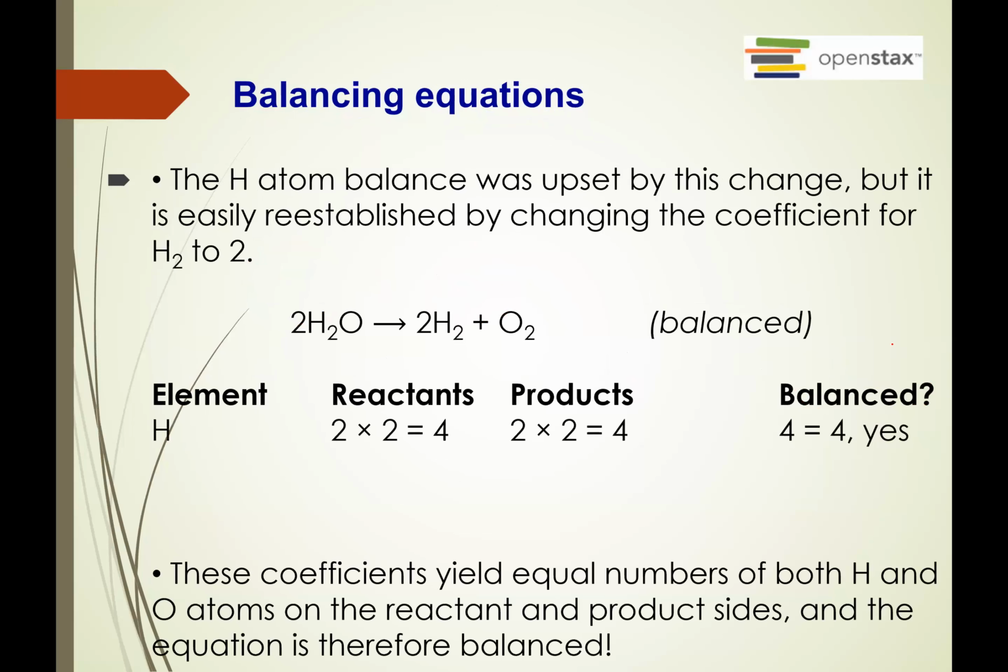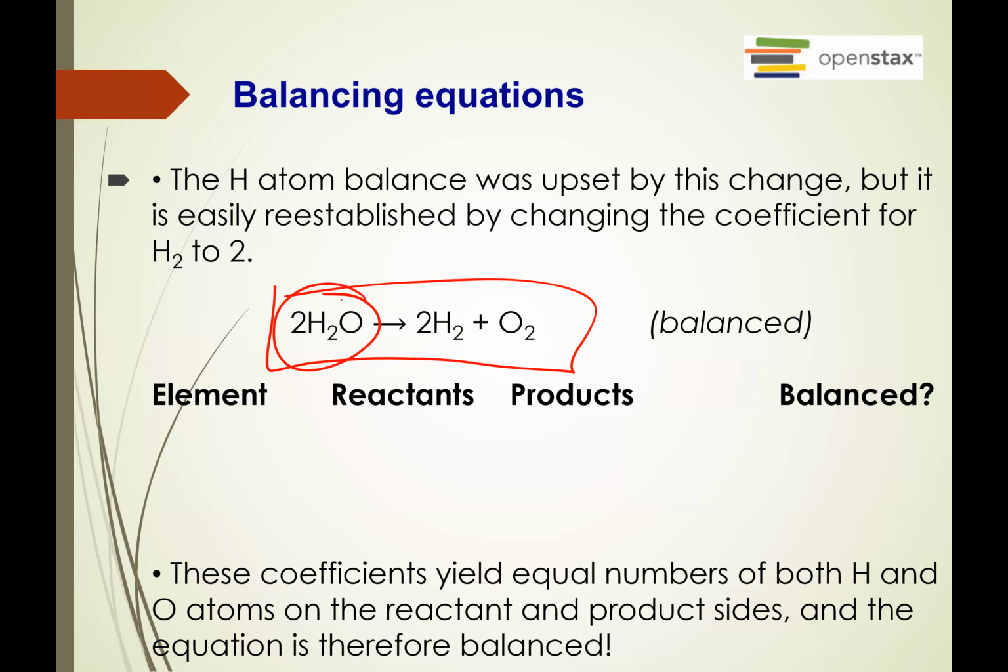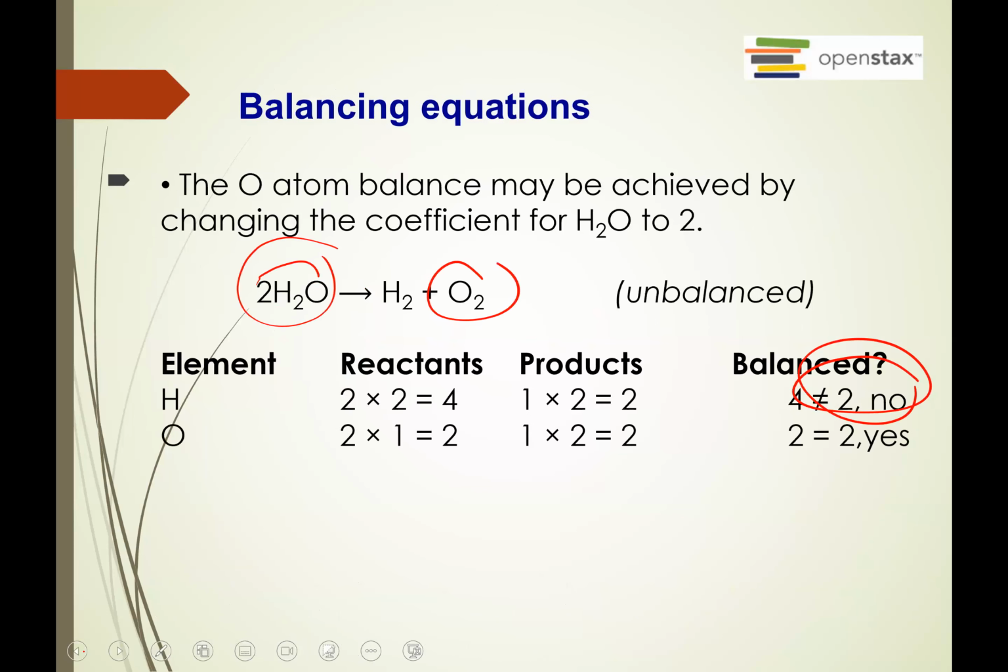So I'm going to show you a way that you can do balancing. Now, this one's pretty simple, so you can probably just see it. They're going to get more difficult. How can we make it so we have 4 hydrogens over here? What can we do? We can just add a 2 here, right? So if we add a 2, now we have 4 hydrogens and 4 hydrogens.